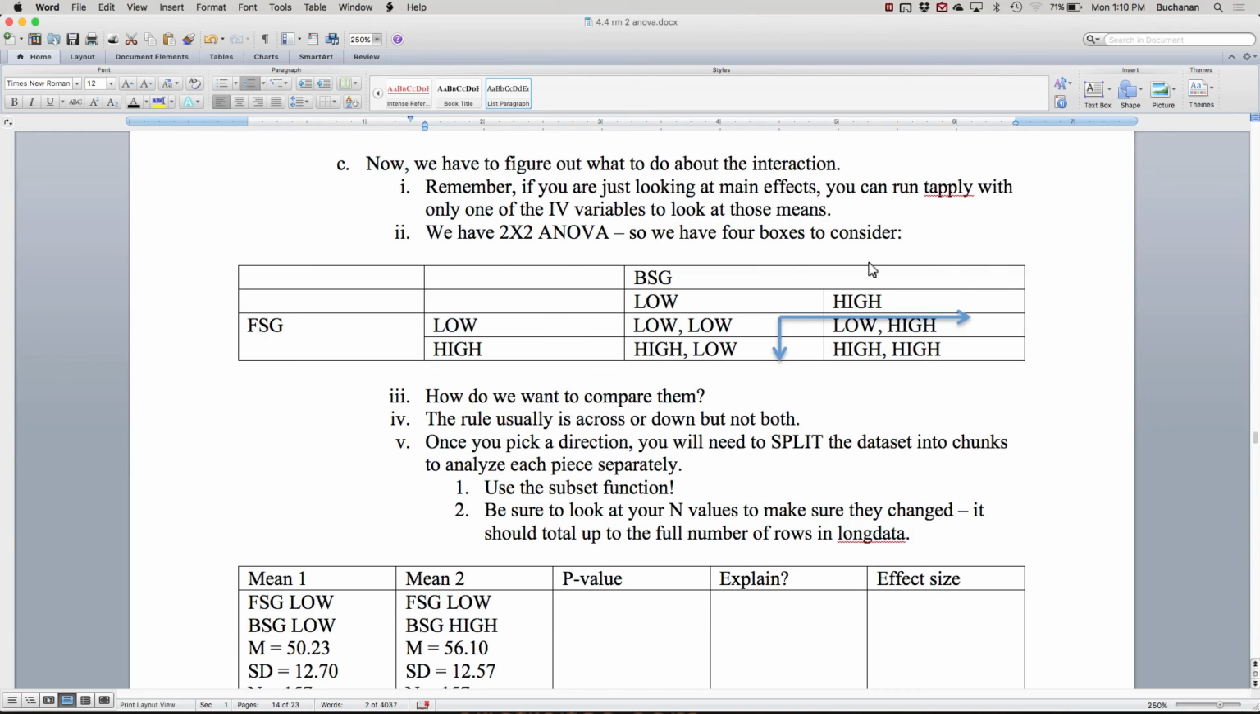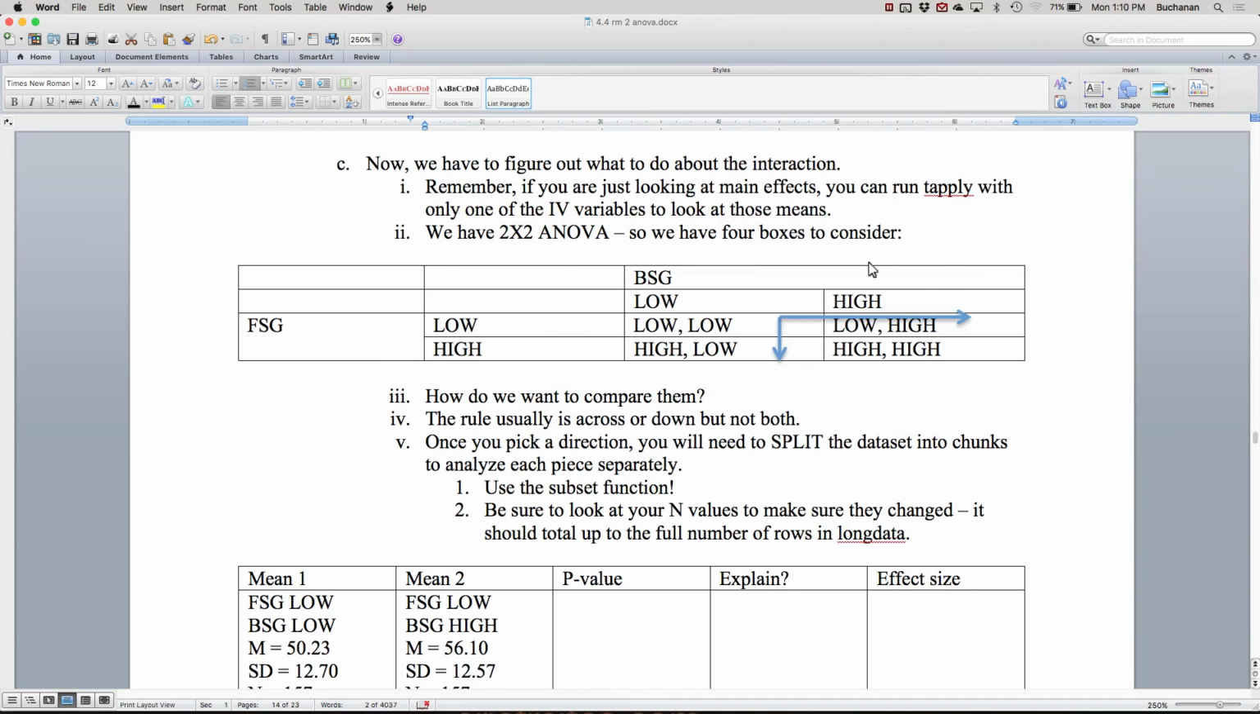The direction will depend on the hypothesis or whichever weighs faster. Legit, that's one of the rules. So if you have a 2x3, so let's say I decided that I really needed to see this better, so I did low, medium, and high.